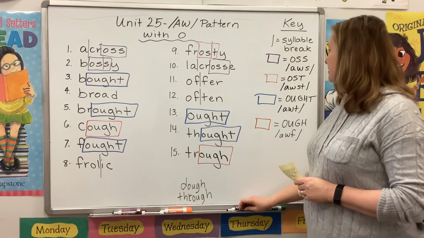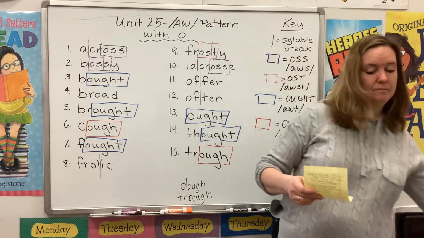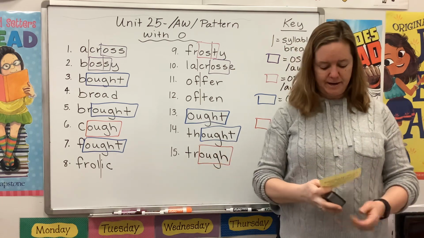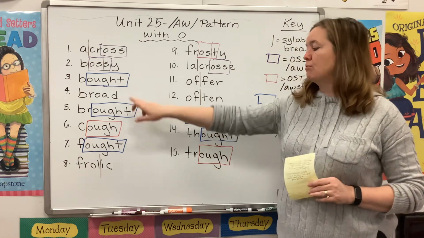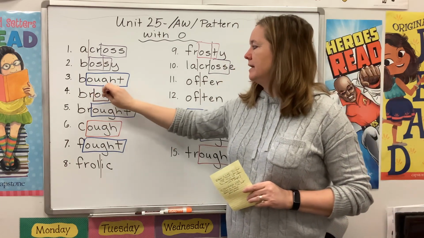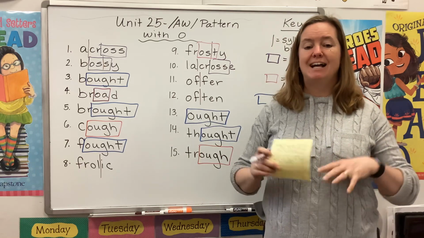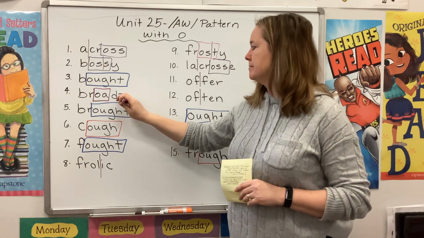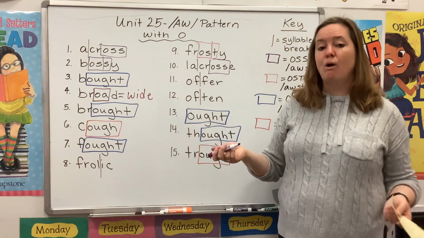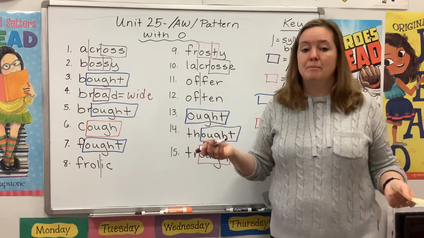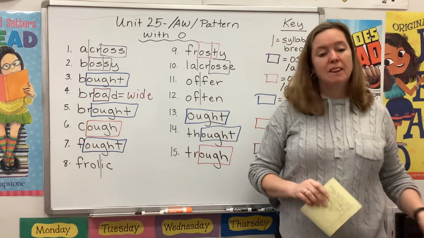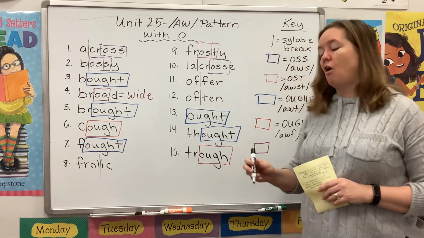Okay, so we've got 4 patterns down, 3 to go. Told you, this pattern is crazy. Broad. Broad means wide, right? Like we think about the American flag having broad stripes. Now, most people would think that's pronounced broad, right? But it's not. For some reason, in our language, in that word only, the OA makes an AW sound.